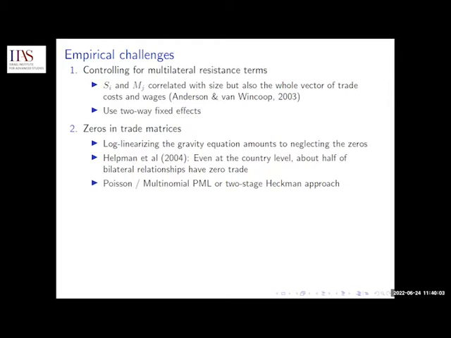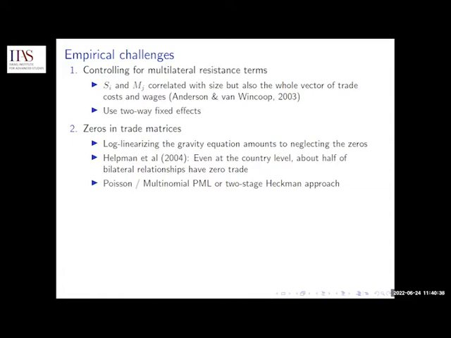There's a whole literature on the topic. I'm not sure that the literature has fully converged yet, even though now it's becoming more and more common to use pseudo maximum likelihood techniques in order to keep the zeros in the empirical model. It's a trick that works, but that does not still fully solve the problem because what is problematic in those zeros is that they are not put at random into the trade matrix.